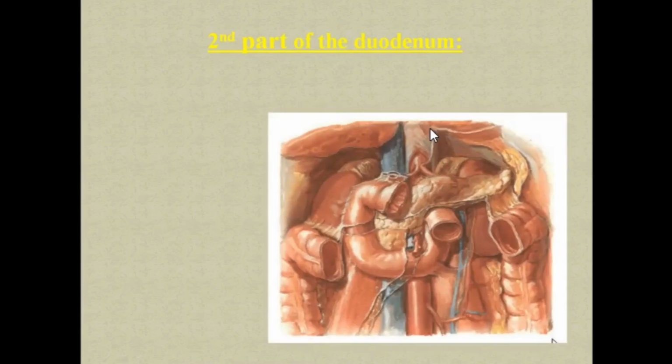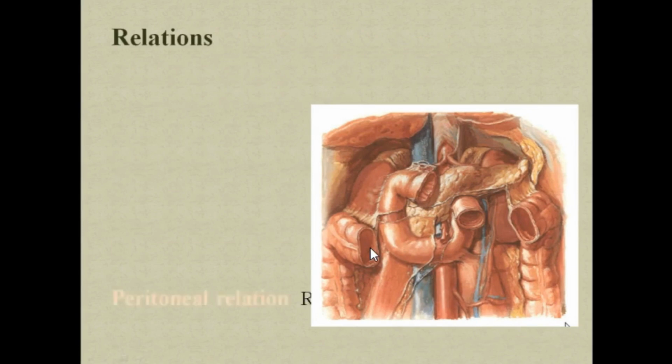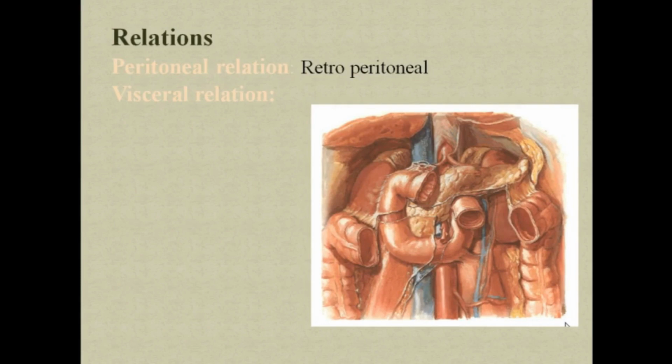So talking about second part of duodenum, it is extending from superior duodenal flexure to inferior duodenal flexure, that is from here to here, and it is about 8 centimeter in length, passing vertically in the right side. And then we have got relation, both peritoneal and visceral relation. Talking about peritoneal relation, it is retroperitoneal, so it is present behind the peritoneum. And visceral relation, anteriorly we have got 3 important relation.